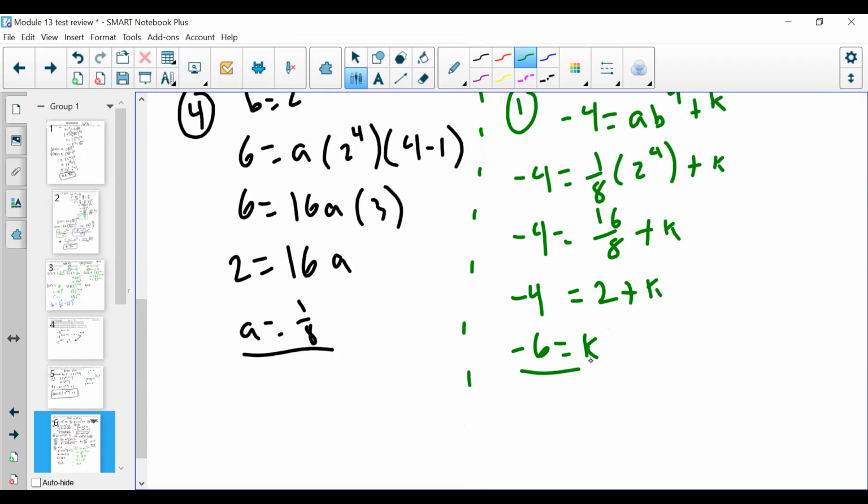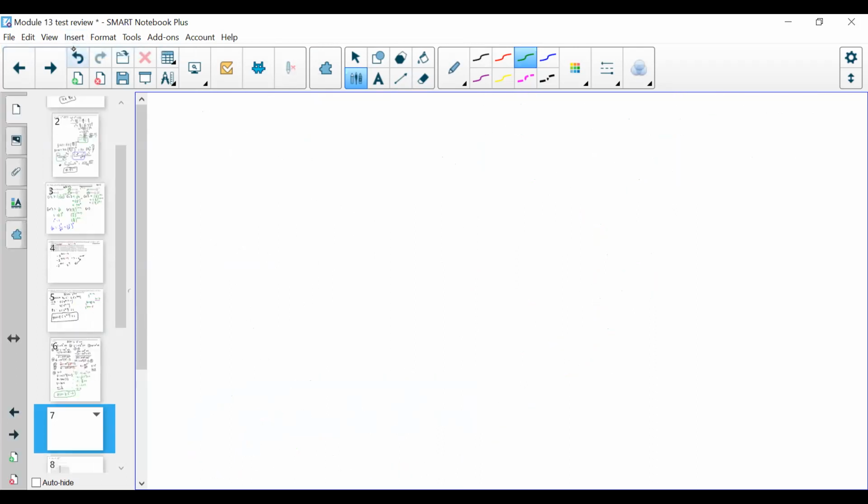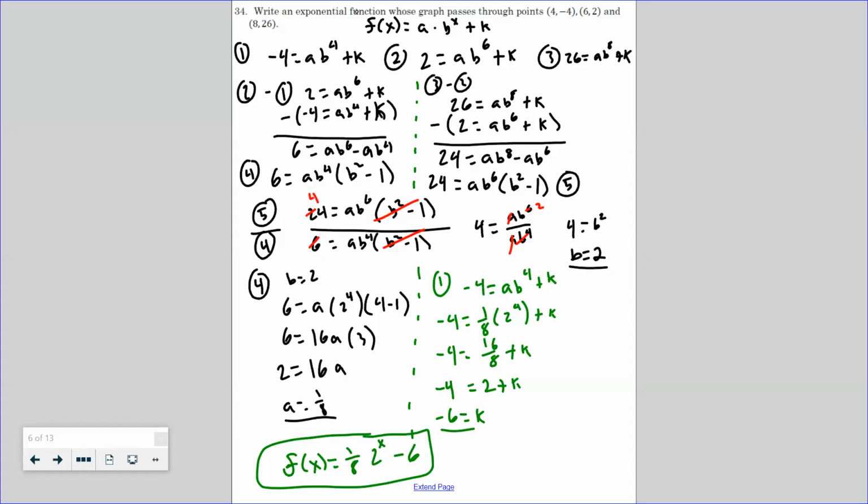So I have my a, b, and k. And all we do is plug it back in. So f of x will equal my a value of 1/8 times my base of 2 raised to the x, all minus 6. So it is a lot of work, but that's how you solve that problem.